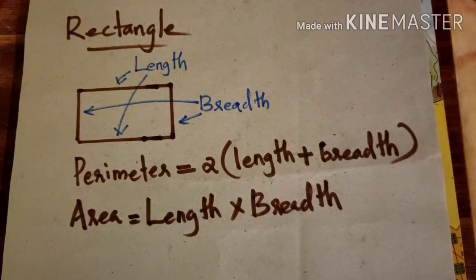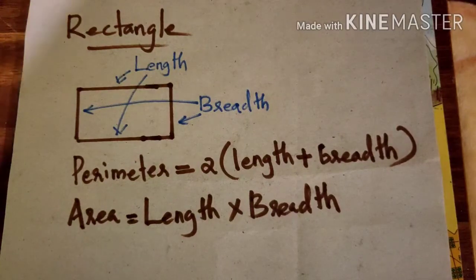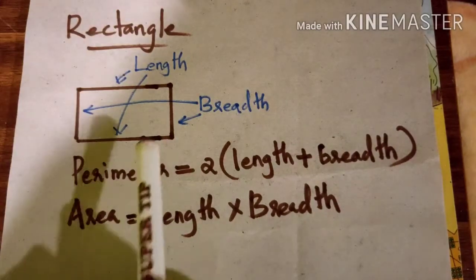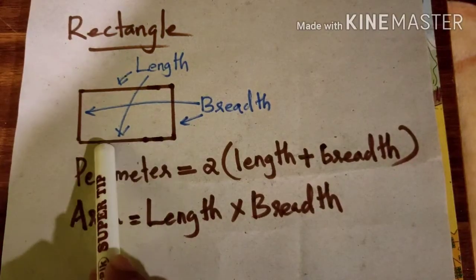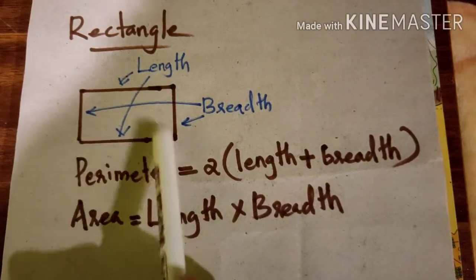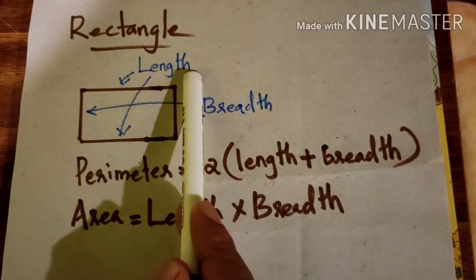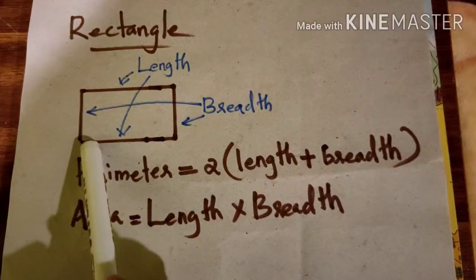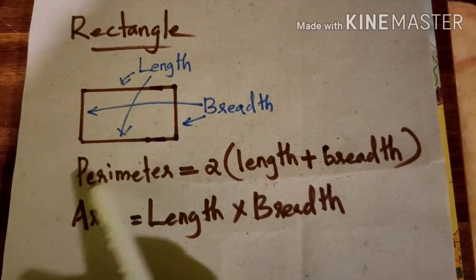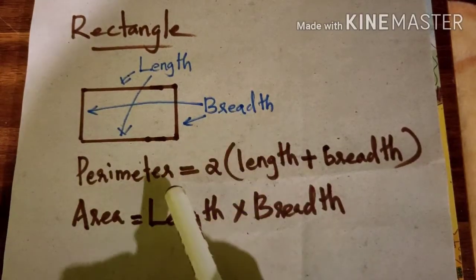Now let's look at the equations for a rectangle. First of all, what is a rectangle? What is the difference between rectangle and square? In the case of a square, all the 4 sides are equal. Here the longest side is represented by length. These two sides are the longest sides. It is represented by length. These are the shortest sides, smaller compared to this longest side. So these smaller sides are represented by breadth.